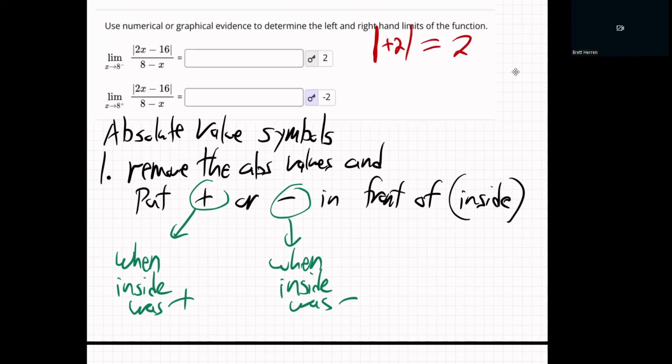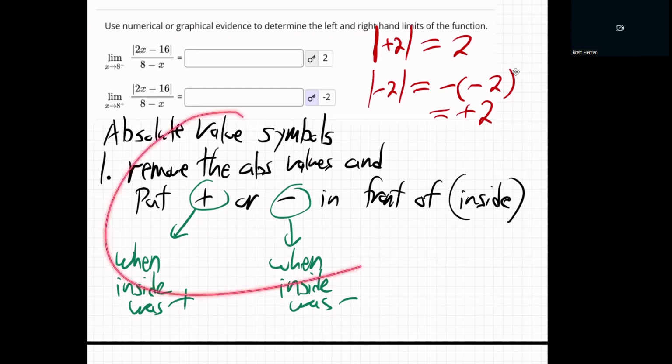It just leaves it alone. But what if it was negative two on the inside? It changes it to plus two, right? Absolute value makes everything positive. But how does it do it? It puts another minus in front, making it positive two. Do you see that? Right? So that's what this is saying right here.